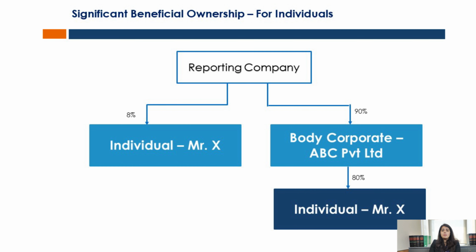In case of an individual, if the individual had been holding only 8% shares, the individual shall not be considered as an SBO and no reporting shall be applicable. However, as per the example in the case, the individual has been indirectly holding 80% through ABC Private Limited. Accordingly, the combined shareholding shall be reported, that is directly as well as indirectly, with the ROC.